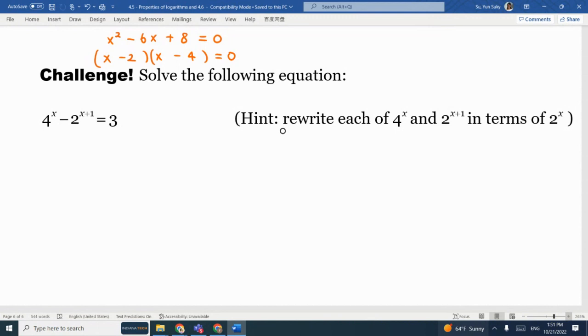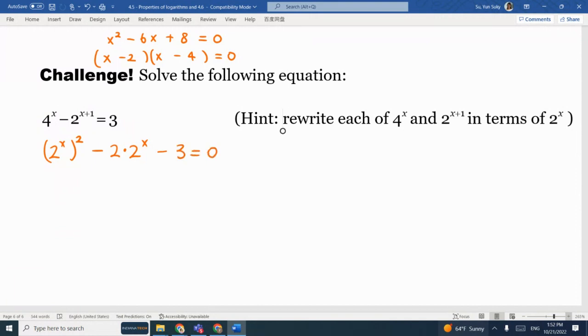What's 4 to the x? 2 to the x to the 2. Yes, everybody? So 4 to the x is 2 to the x squared. How about 2 to the x plus 1? Is 2 to the x times what? 2. Yes, everybody? And can we subtract 3 on both sides?